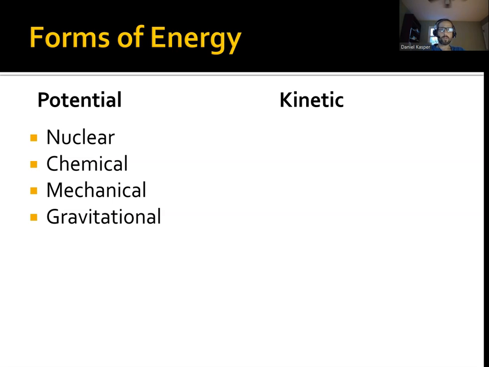Mechanical potential you can think of as a wound up spring, or if you stretch a rubber band and hold it out there, that has mechanical potential. If you let it go, it can be converted to kinetic. Gravitational is anything above the ground. Like my little pen here, this has gravitational potential energy. When I drop it, that potential energy is converted to kinetic energy when it falls to the ground. So kinetic energy is energy of motion.